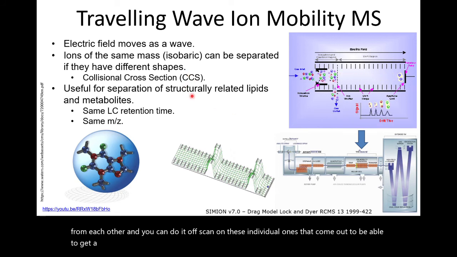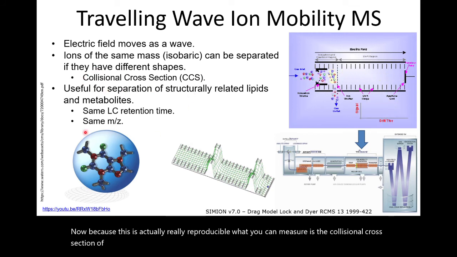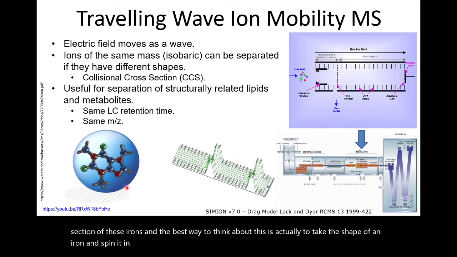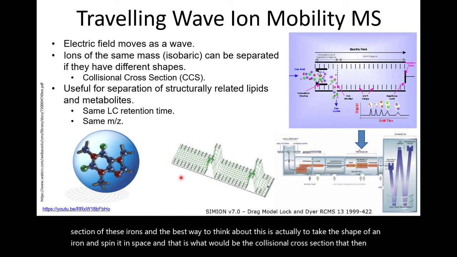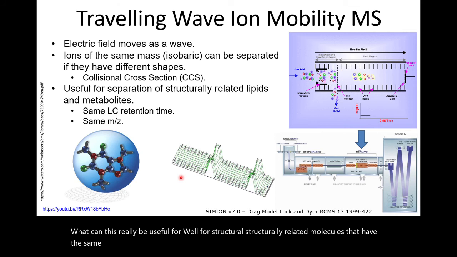Now, because this is really reproducible, what you can measure is the collisional cross-section of these ions. The best way to think about this is to take the shape of an ion and spin it in space. That is what would be the collisional cross-section that then gets separated through. What can this really be useful for? Well, for structurally related molecules that have the same mass, or are isobaric, especially lipids. It's very, very useful for that.